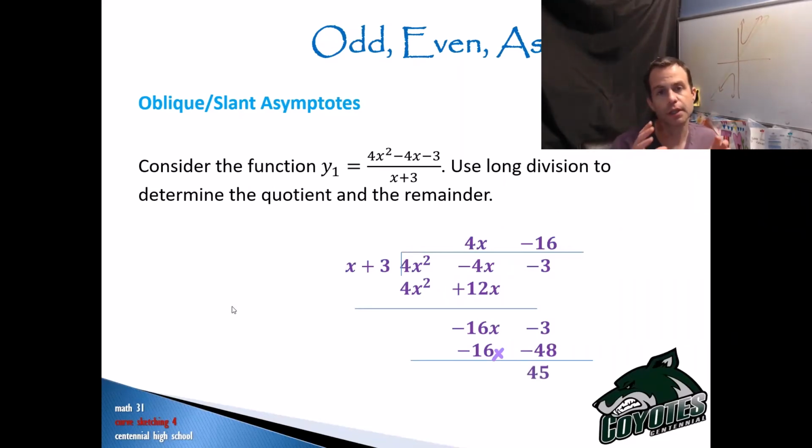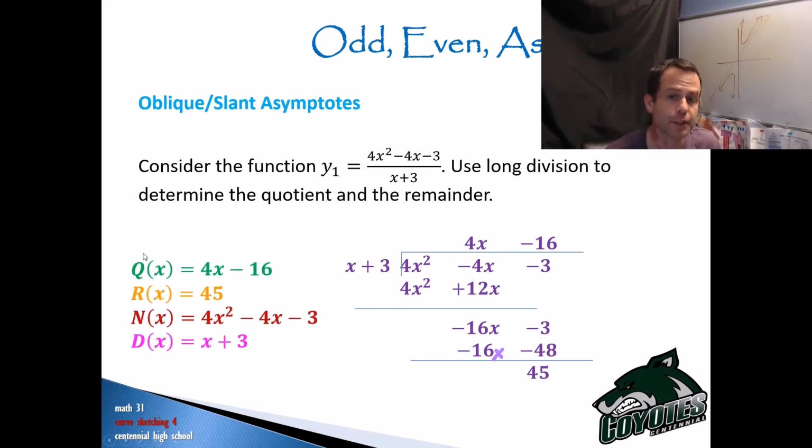Now, there are essentially 4 different pieces to this question. We have q of x, r of x, n of x, and d of x. We've done this once or twice before. Take a breath. I'm going to go through each one. Q of x is the quotient polynomial. That is what my answer is, what happens when I divide. R of x refers to the remainder polynomial. N of x is the original numerator, and d of x is the original denominator.